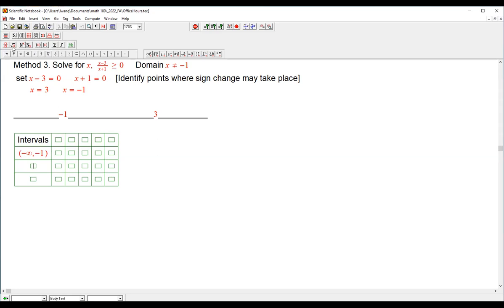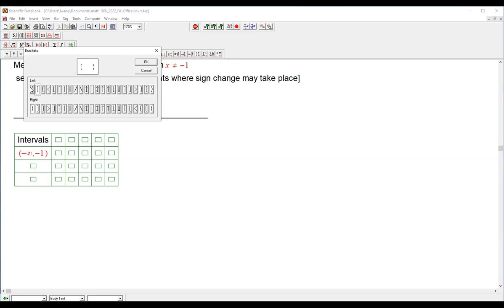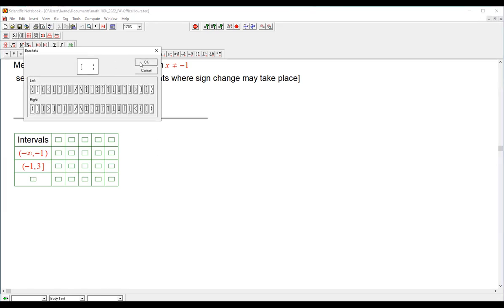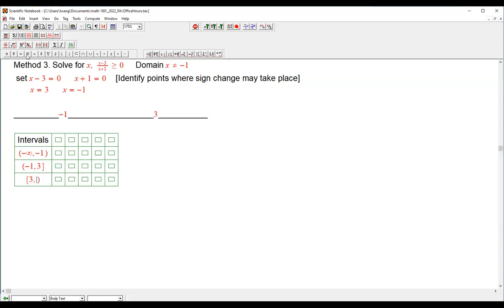The next one, we're going to have this: -1 is not included, but +3 is included. And the third interval, of course, is going to be 3 to infinity, because 3 is a solution. Actually, here we can just make it parentheses, really.